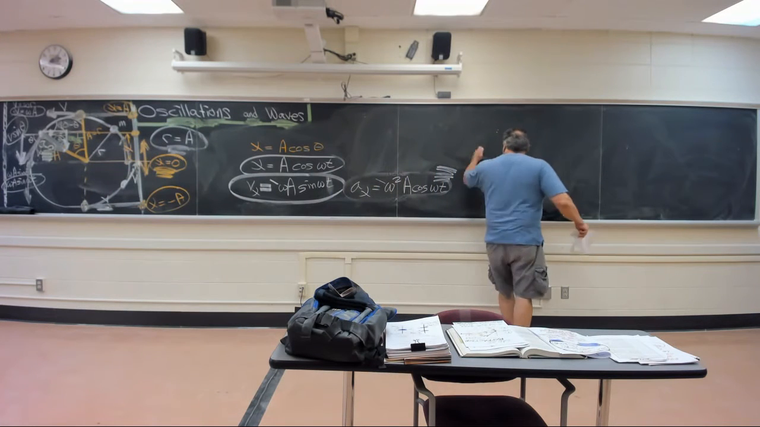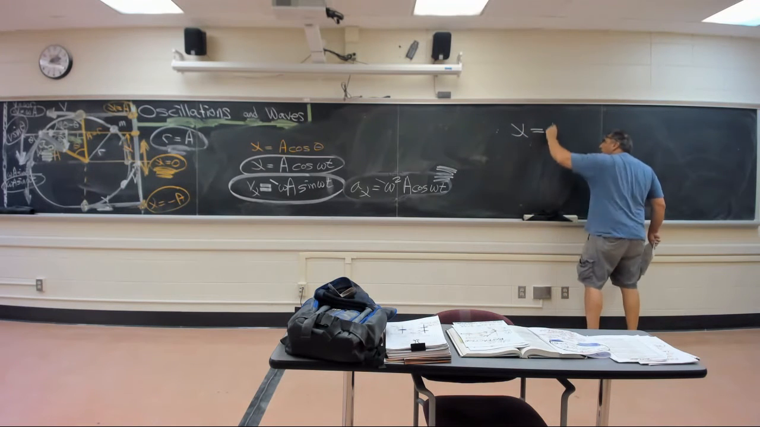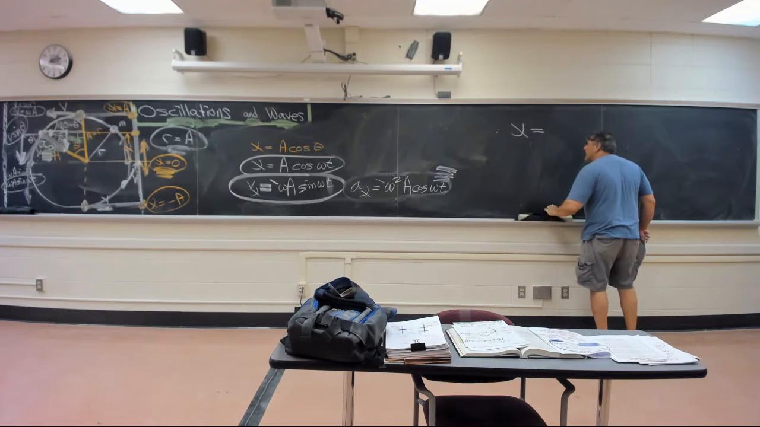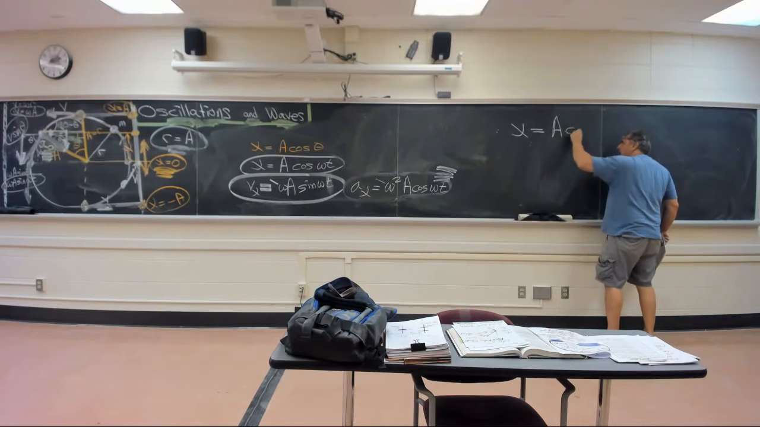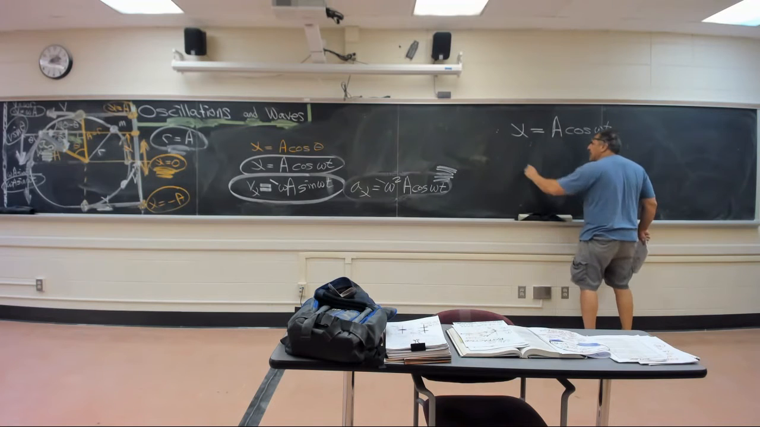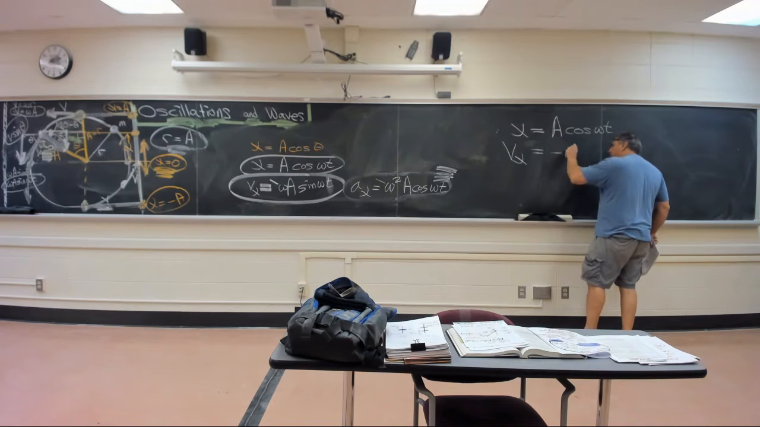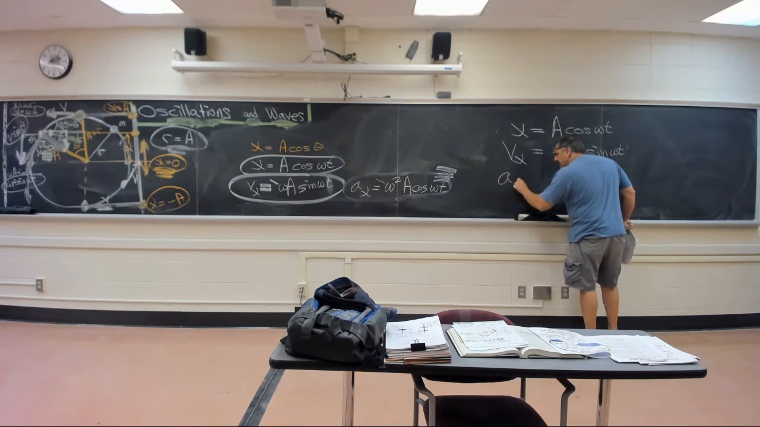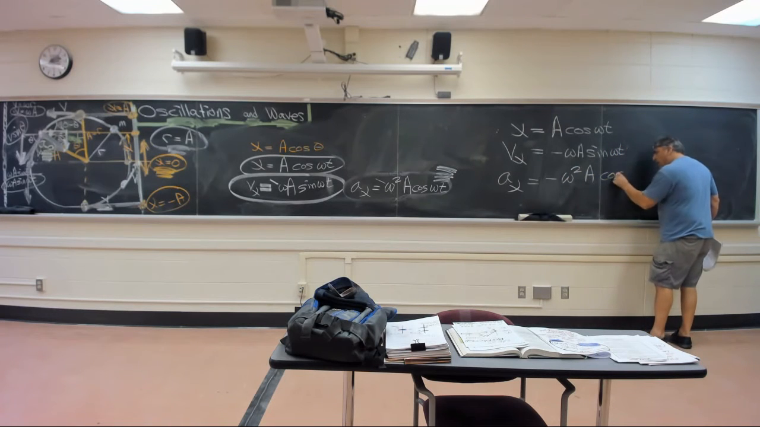So at the end of the day, x equals a cosine omega t. There's different ways to write this, you guys, but the basic look is what I'm giving you. X equals a cosine omega t. V sub x equals negative omega a sine omega t. And a sub x is negative omega squared a cosine omega t.